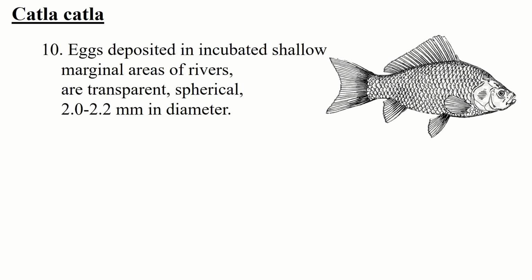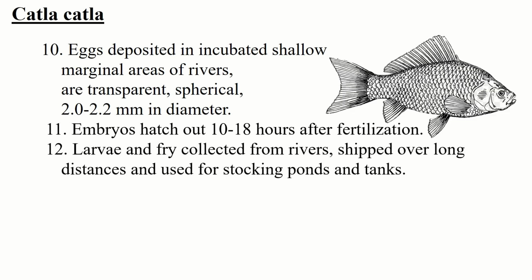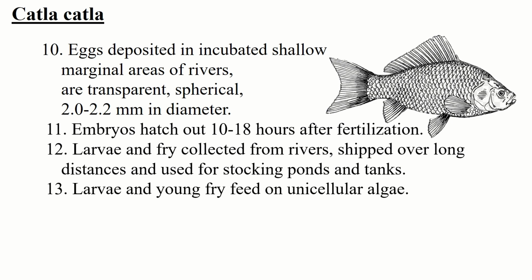Eggs are deposited in shallow marginal areas of rivers, and the eggs are transparent, spherical, 2 to 2.2 millimeter in diameter. Embryos hatch out in 10 to 18 hours after fertilization. Larvae and fry are collected from rivers, shipped over long distances, and used for stocking ponds and tanks. Larvae and young fry feed on unicellular algae.